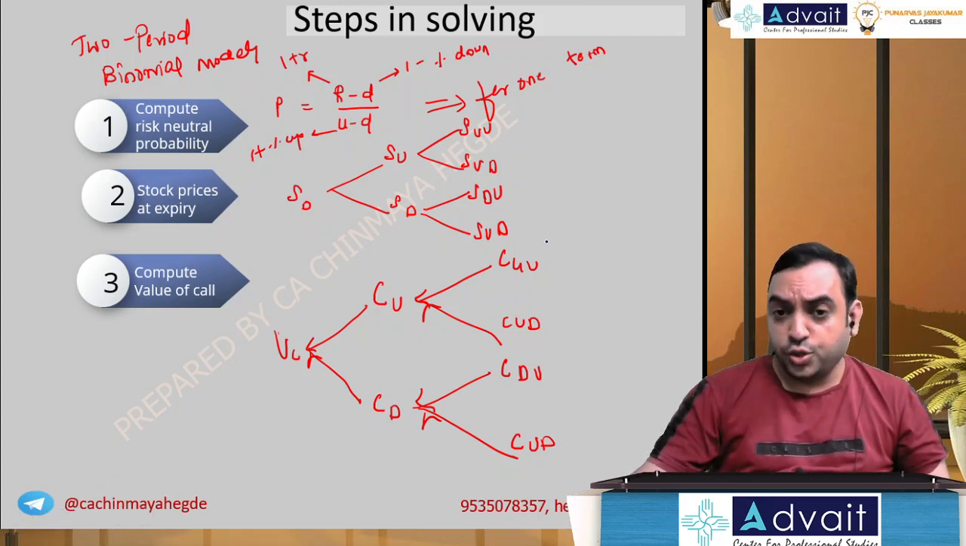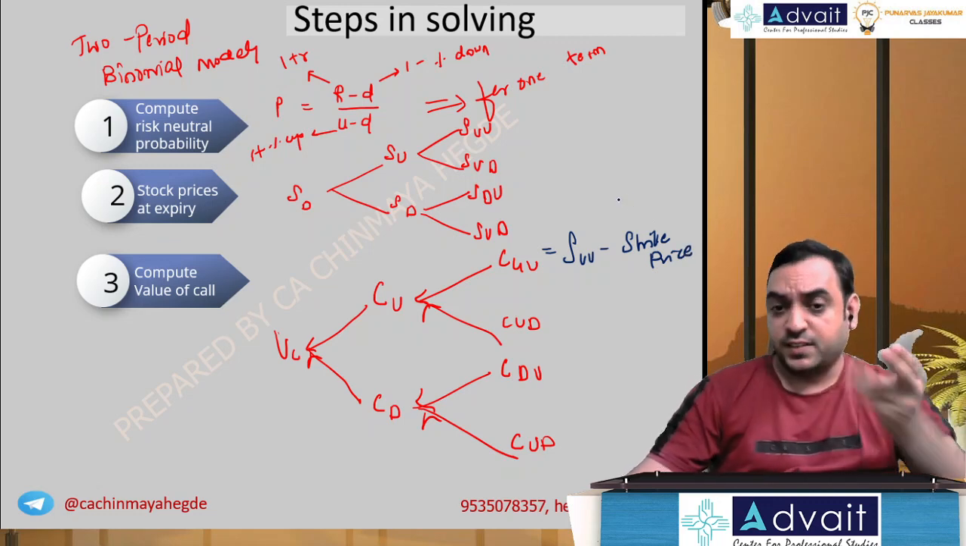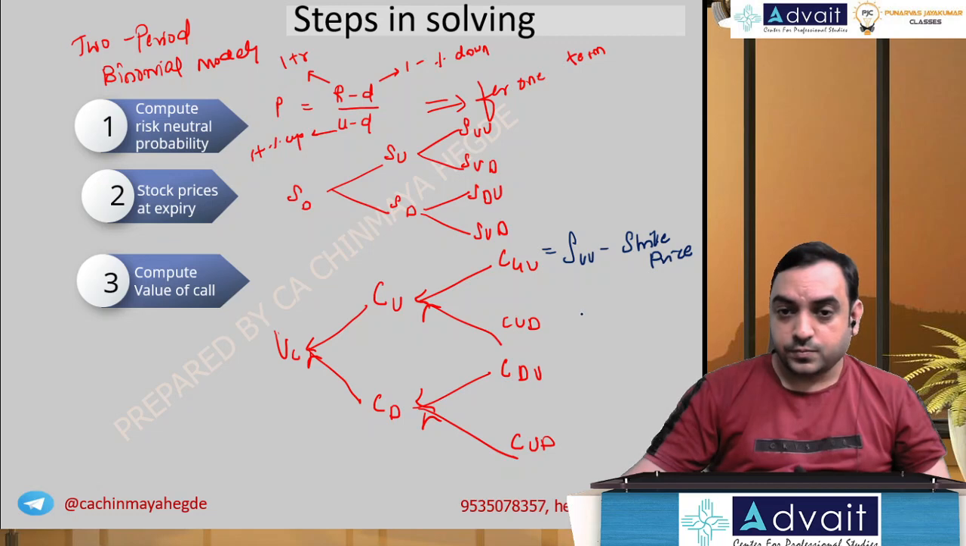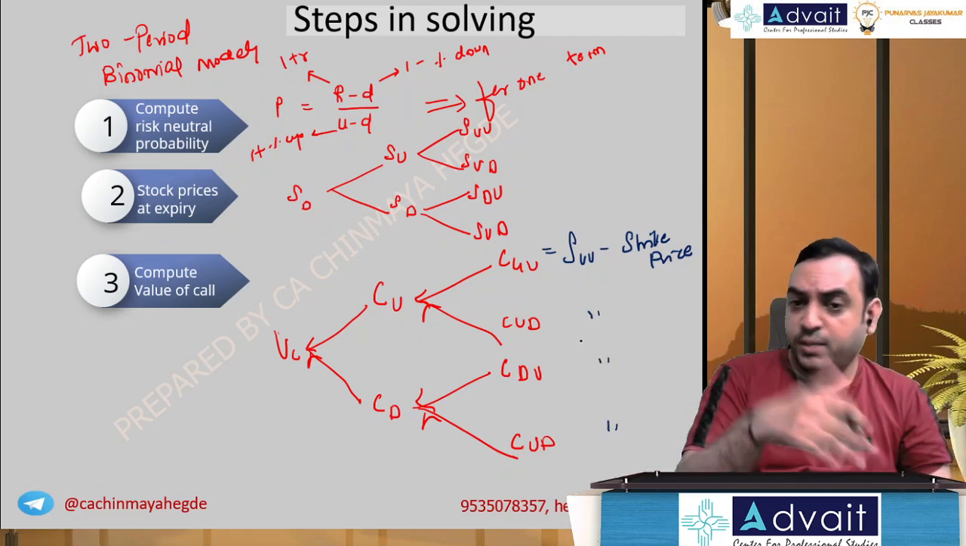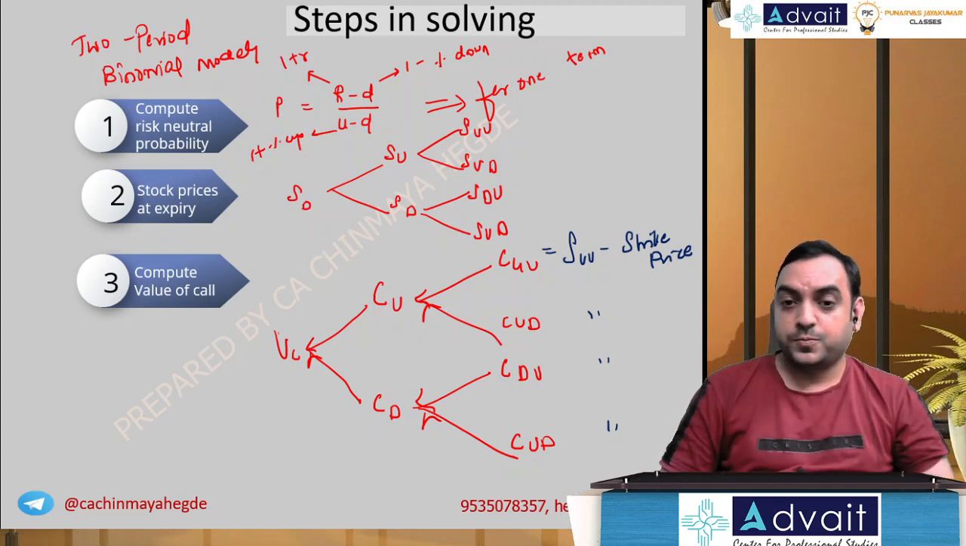Okay. Now CUU, how do you calculate? The spot price and strike price difference. That is market price minus strike price. Market price minus strike price. This is for a call option. Put option means reverse. Same thing, just similarly. So you understand CUD minus strike price, all those things. So we get the 4 intrinsic values.